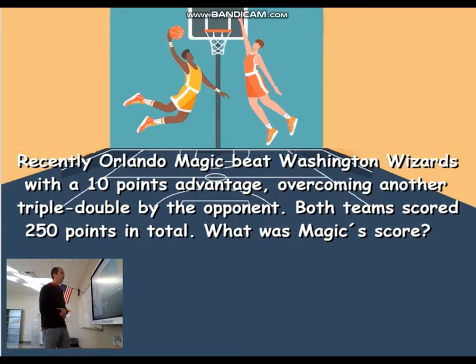Recently, Orlando Magic beat Washington Wizards with a 10 points advantage, overcoming another triple-double by the opponent. Both teams scored 250 points in total. What was Magic's score? Can you figure out how to find the answer for this question? Well, think about it and later we get back.